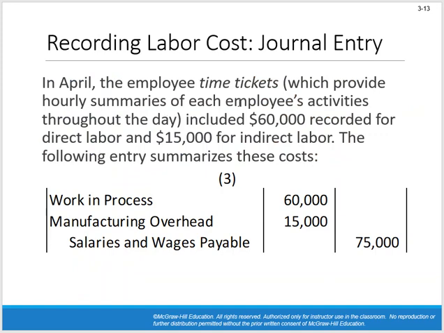So looking at Ruger Corporation, in April, the employee time tickets, which provide hourly summaries of each employee's activities, included 60,000 recorded for direct labor and 15,000 for indirect labor. The following entry summarizes these costs. Direct labor is not an account title. Direct labor goes into WIP, so we debit WIP 60,000. Indirect labor is also not an account title. Indirect labor goes into MOH, so we debit MOH, and then we credit salaries and wages payable for the sum.